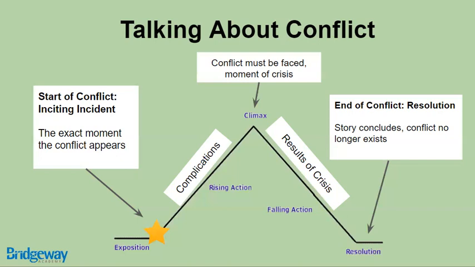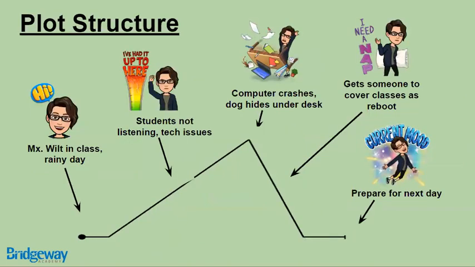Right? That being said, let's look at an example. So we have our same plot structure there, but now we have my fancy little Bitmojis. All right, starting out with the exposition here. We have Miss Wilt. She's a little Bitmoji. She teaches English class online, right? Those are our exposition details.